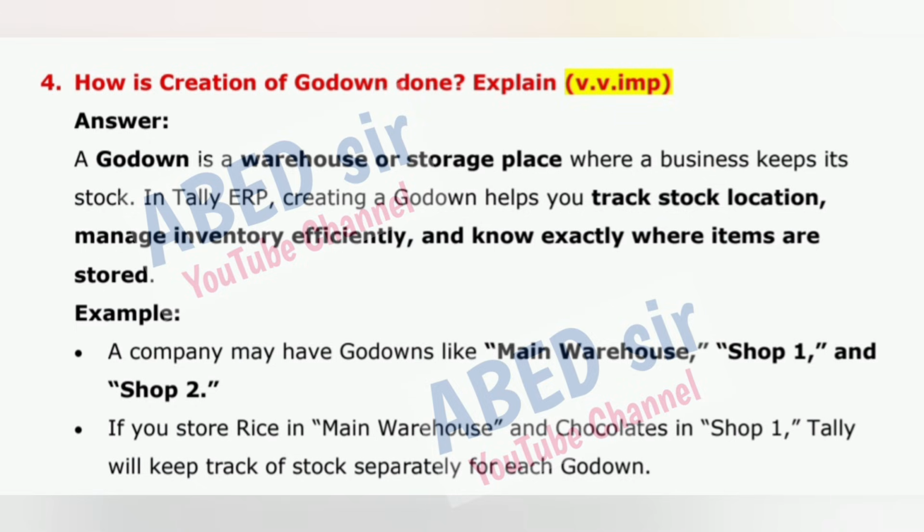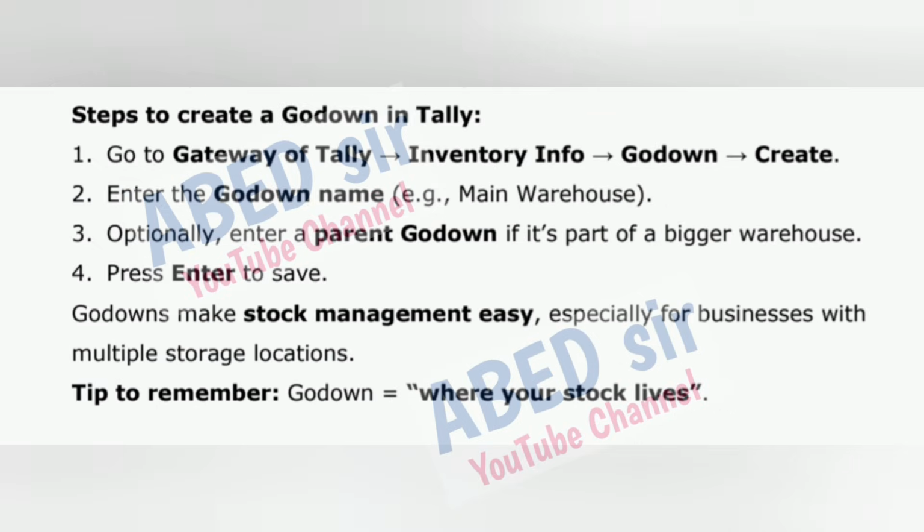If you store rice in main warehouse and chocolate in shop 1, Tally will keep track of stock separately for each godown. Steps to create a godown in Tally. 1. Go to Gateway of Tally, Inventory Info, Godown, Create. 2. Enter the godown name, example, main warehouse.